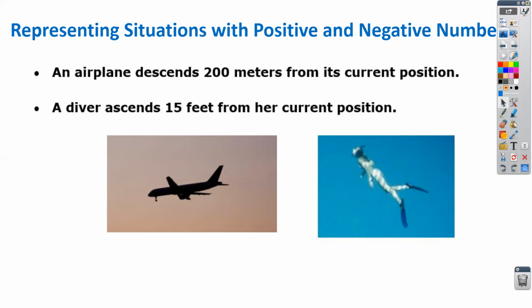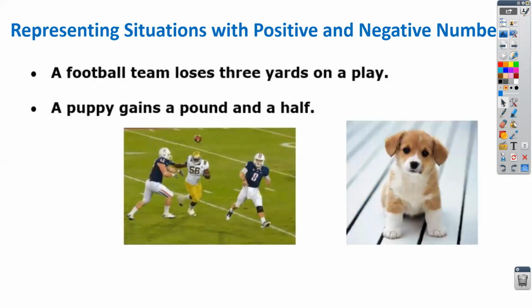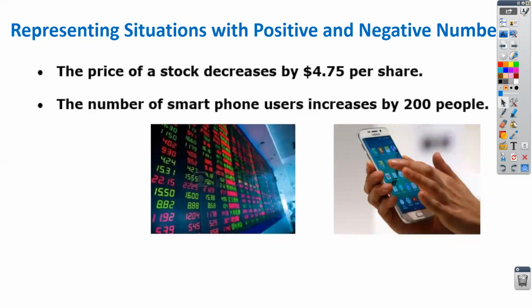A diver ascends, so look at the picture. A diver ascends 15 feet. Positive. A football team loses 3 yards. Good, that's negative. A puppy gains 1.5 pounds. Positive, good, gains. The price of stock decreases. Good, that would be negative.